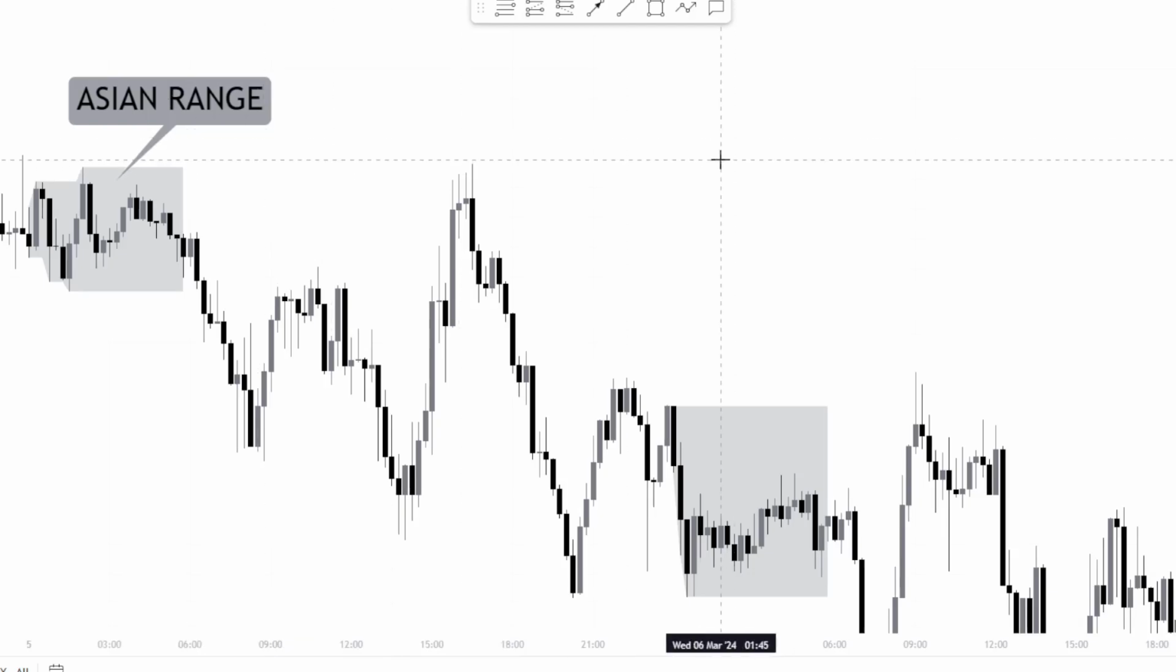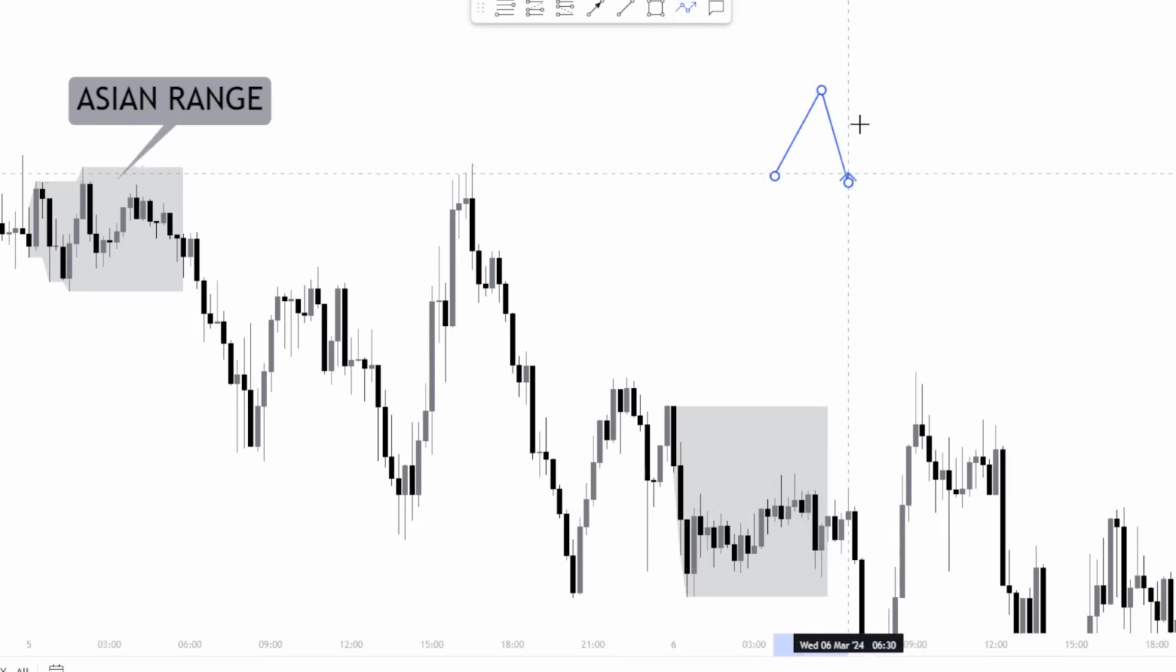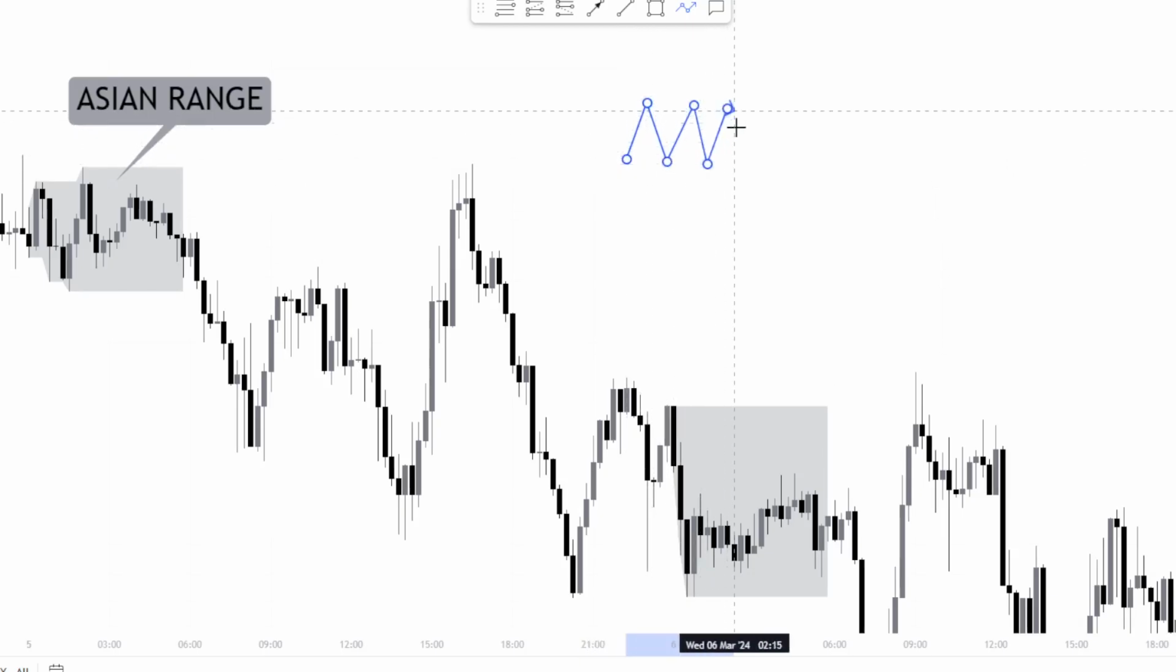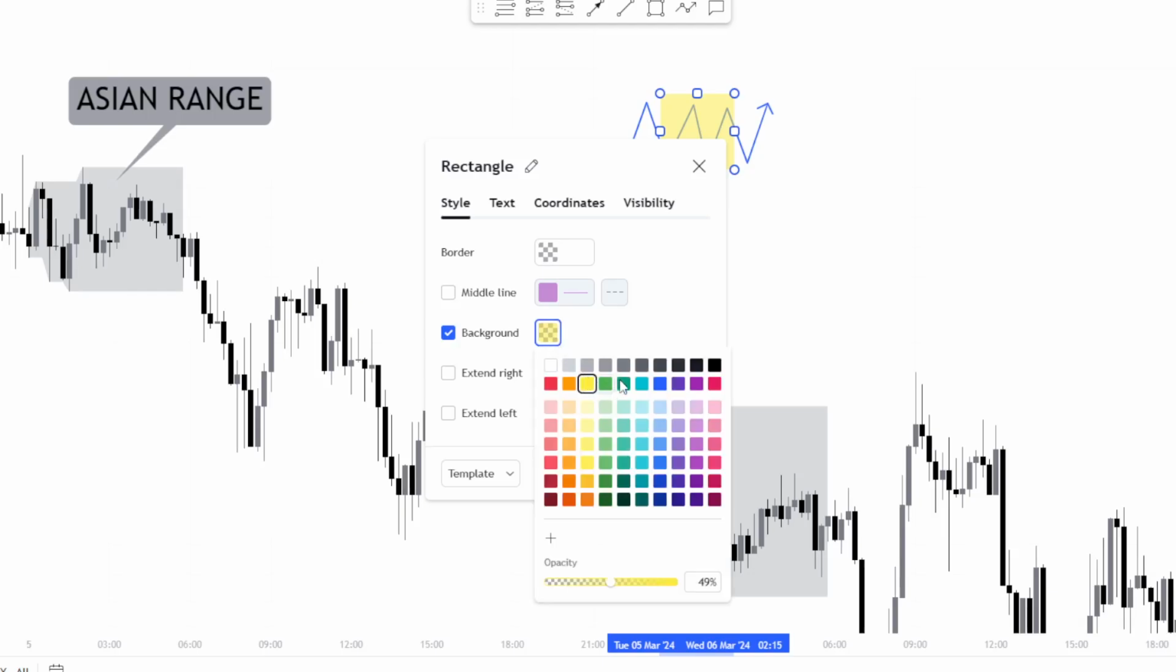The Asian range is a low volume time of day that accumulates liquidity, accumulates orders, and we see the Asian range do something like this. So the Asian range accumulates orders, just like this. Okay, there you go. So the Asian range in gray.